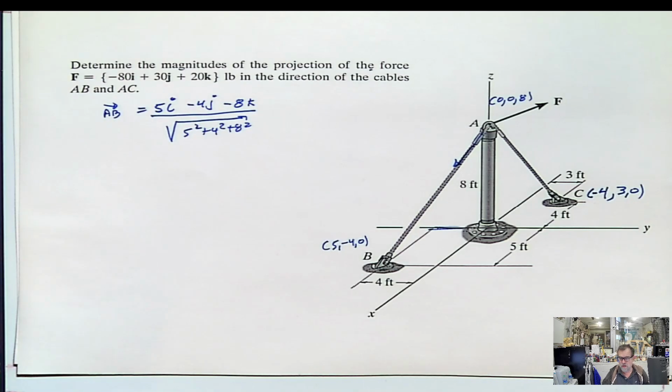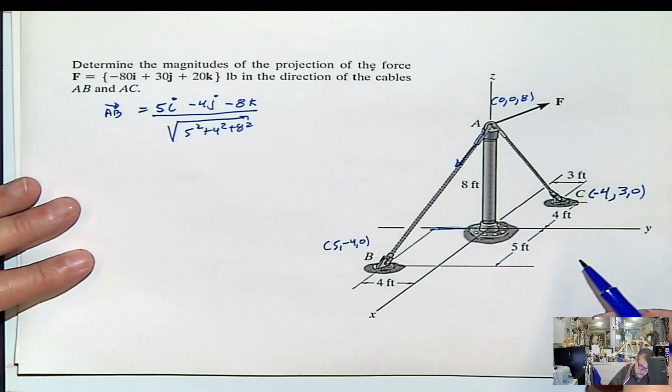And you don't have to subtract coordinates or do anything. If you do it like that, you save some time. But if you don't know how to do that, it's okay. You do it with coordinates and then you practice.